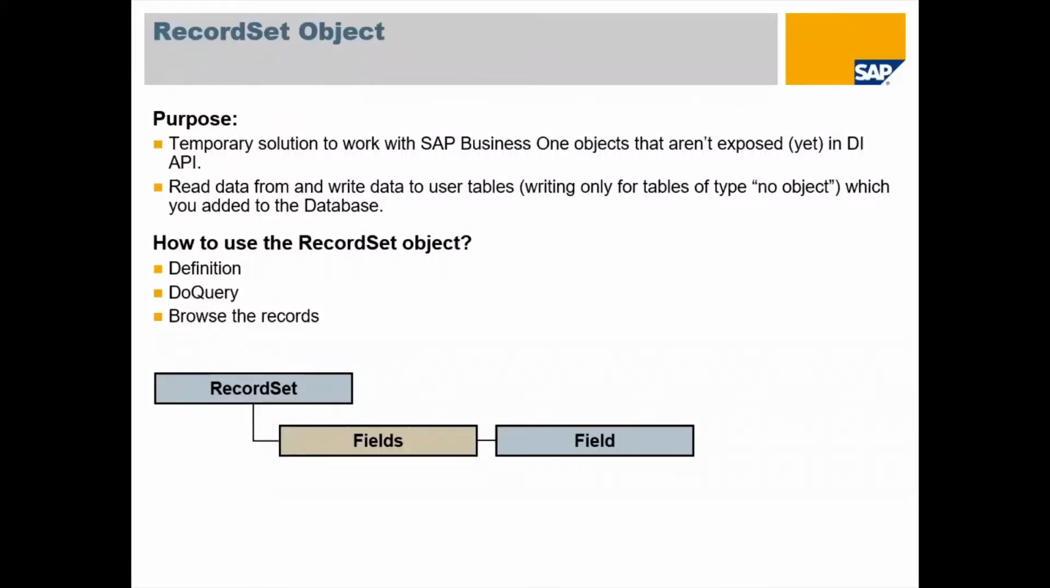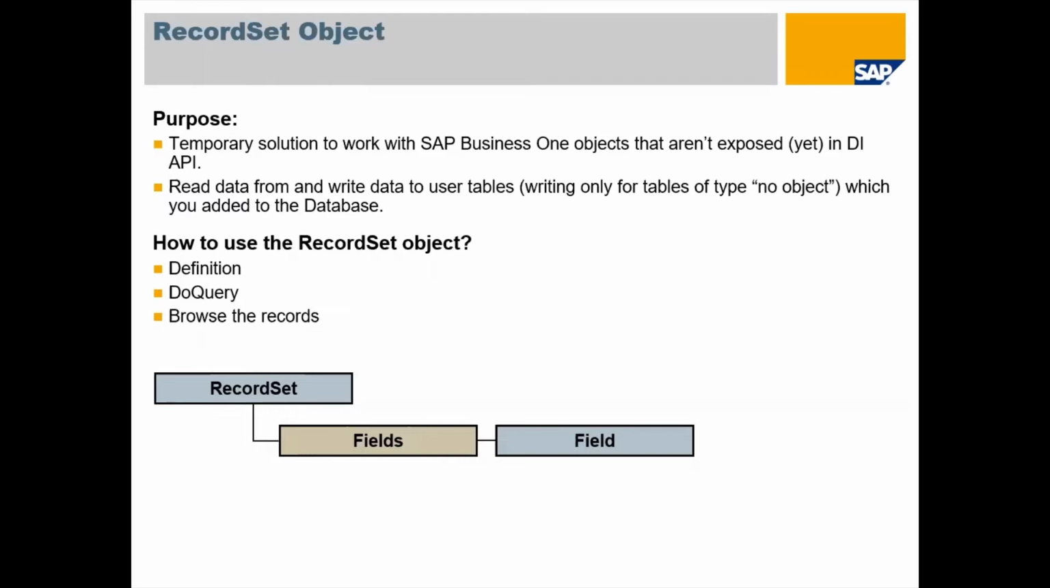Hi guys, for today's session, we'll learn about record set. Record set is a non-business object. What are the purposes of record set? Record set is a temporary solution for partners that need to work with objects that aren't exposed yet with the DI API. Please remember that record set is very risky.